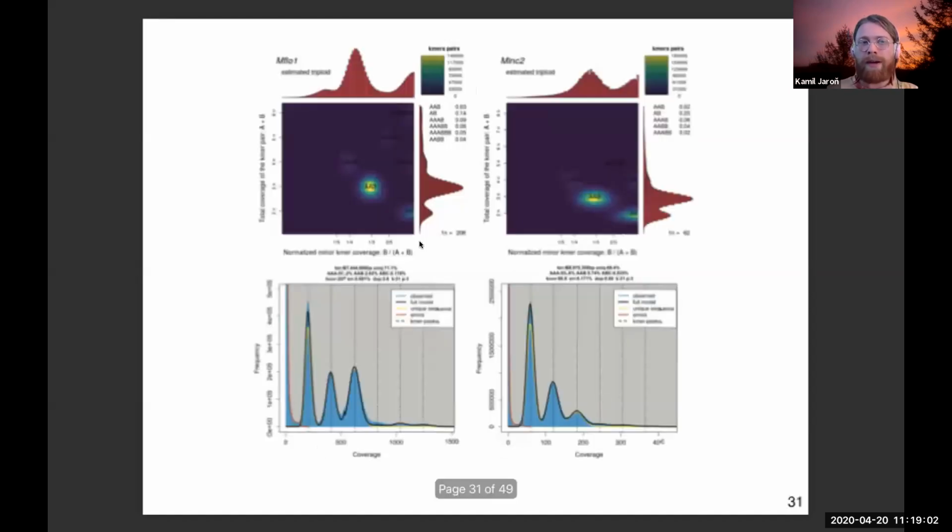But if we compare it to a different triploid species within the same clade, Meloidogyne incognita, then the Kmer spectra looks very different. While incognita has a lot of AAB and ABC type of loci, floridensis is much more AAB based. So what is the deal with it?